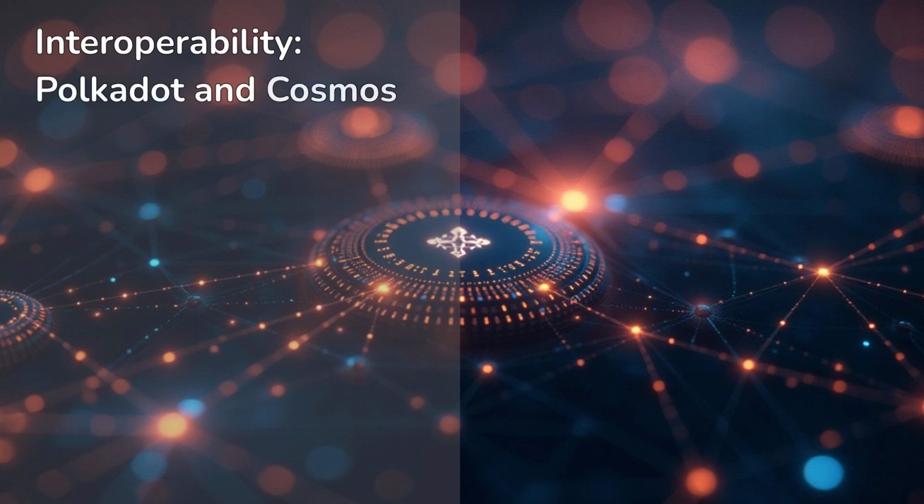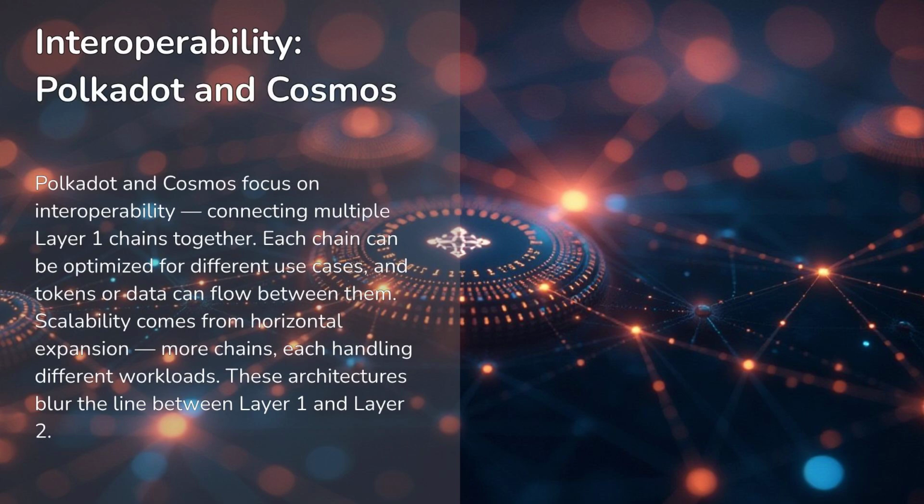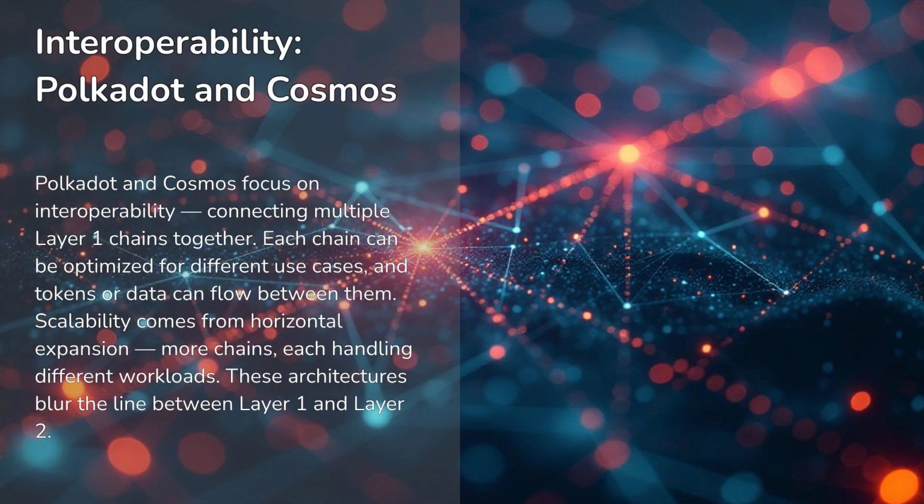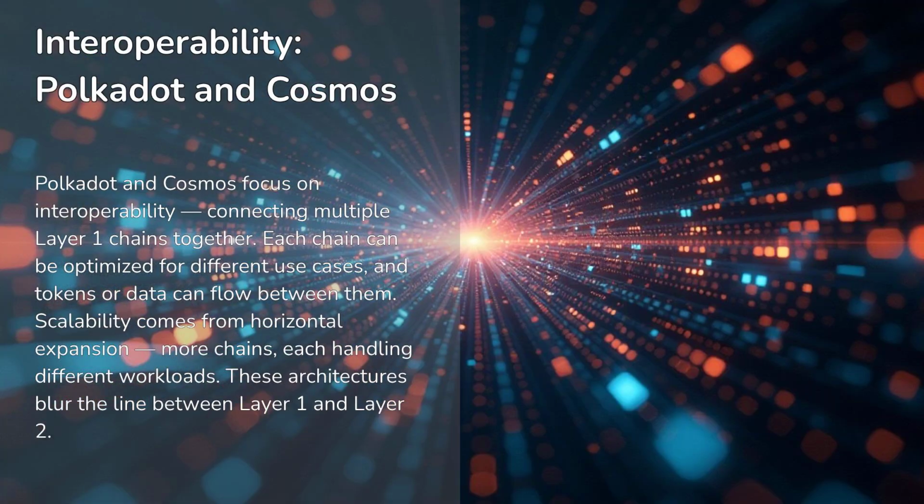Polkadot and Cosmos take a slightly different approach. Rather than scaling with Layer 2s, they focus on interoperability, connecting multiple Layer 1 chains together in a network of networks. Each chain can be optimized for different use cases, and tokens or data can flow between them. In this model, scalability comes from horizontal expansion, more chains, each handling different workloads, instead of vertical stacking through Layer 2s. These architectures blur the line between what is a Layer 1 and what is a Layer 2, offering yet another route to solving the same underlying issue, performance under pressure.